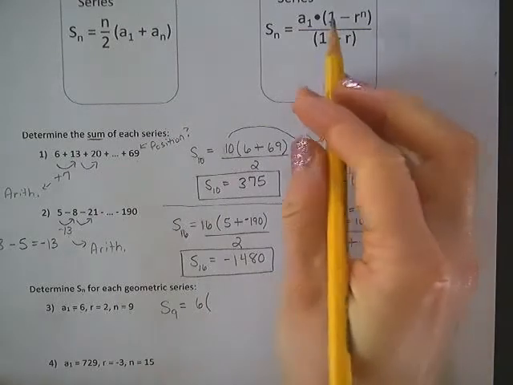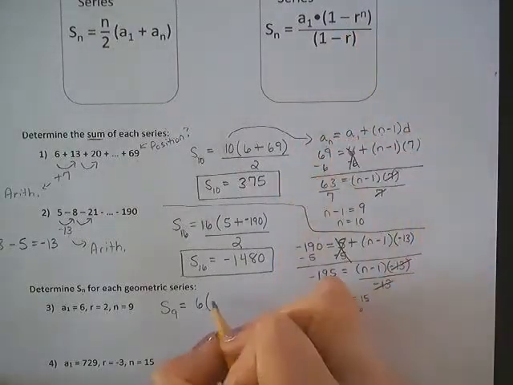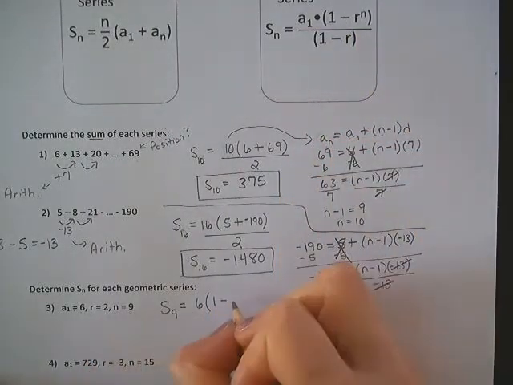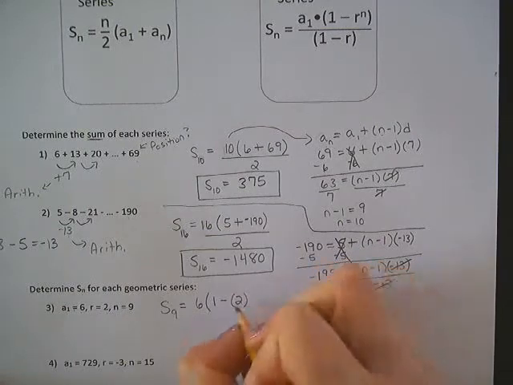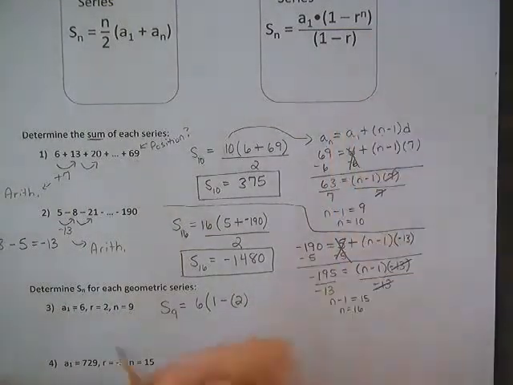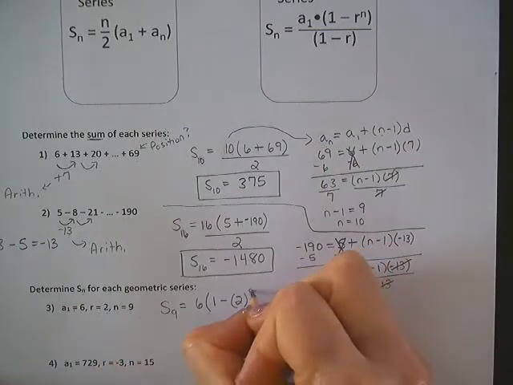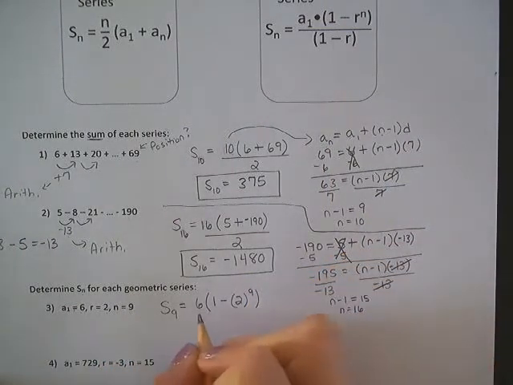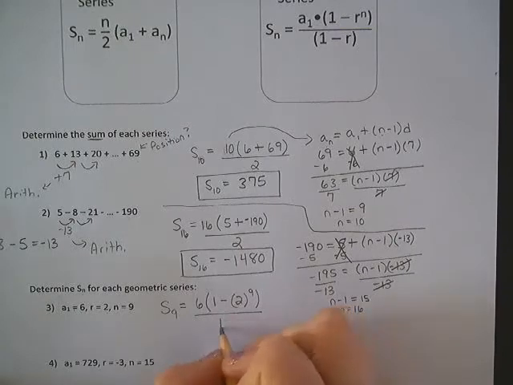That's times 1 minus the common ratio. So it'd be 1 minus, my common ratio is 2. Remember from yesterday, make sure you put that in parentheses. And then it's to the power of n. So n is 9, because we're adding up the first 9 terms. And then it's all over 1 minus my common ratio, which is 2.